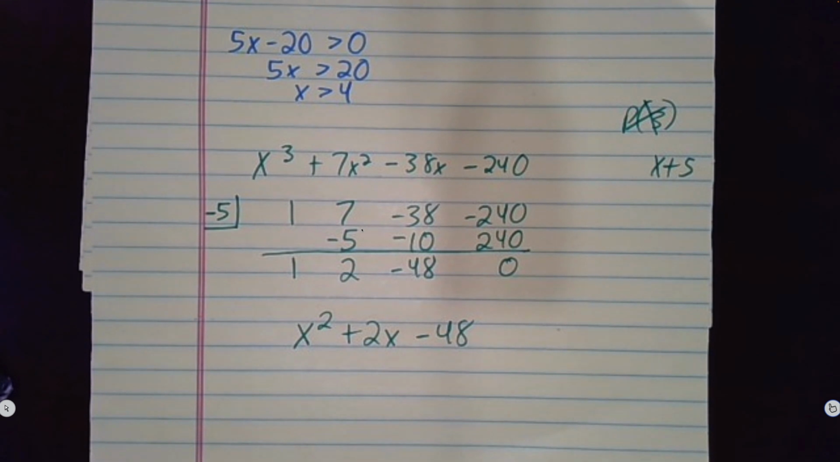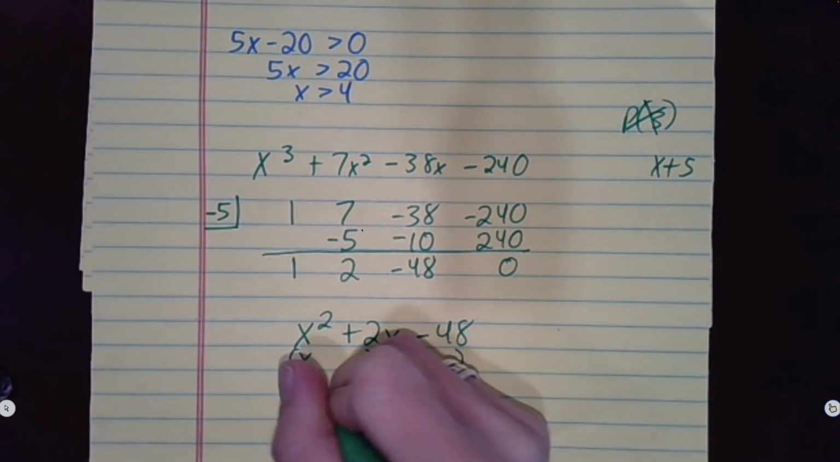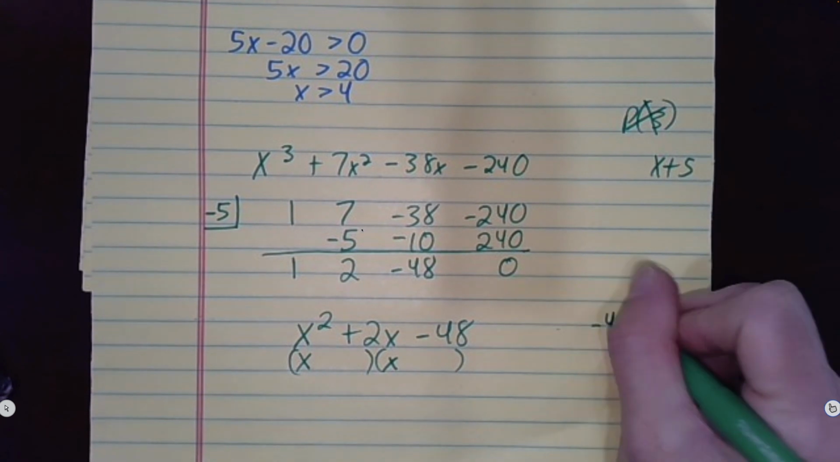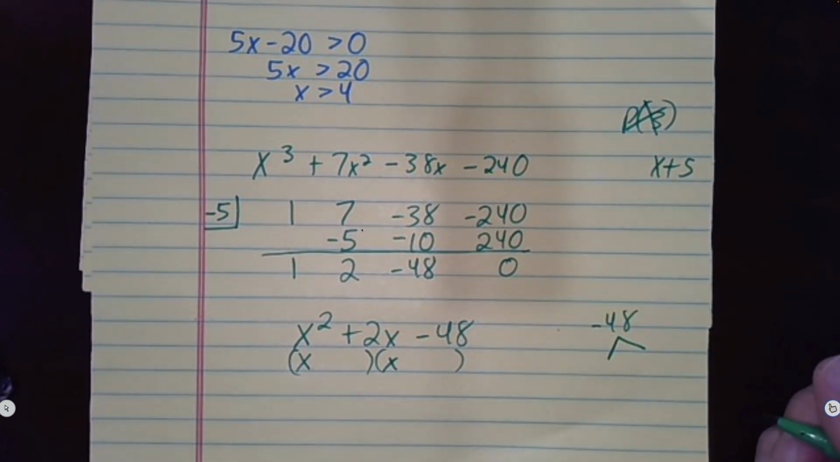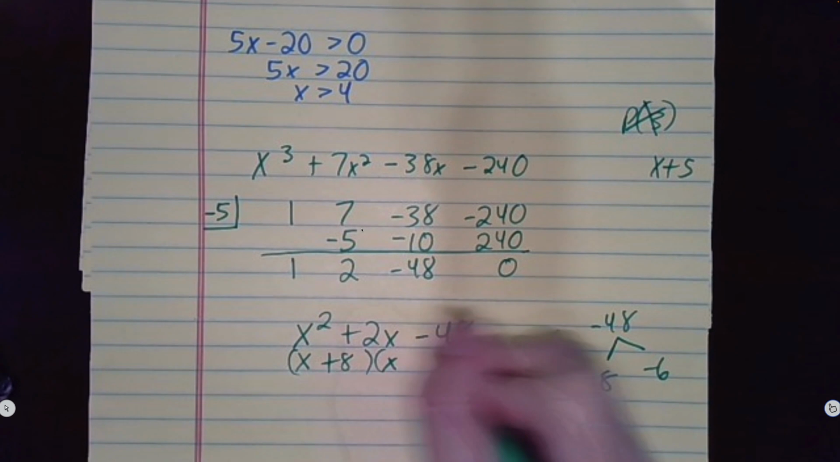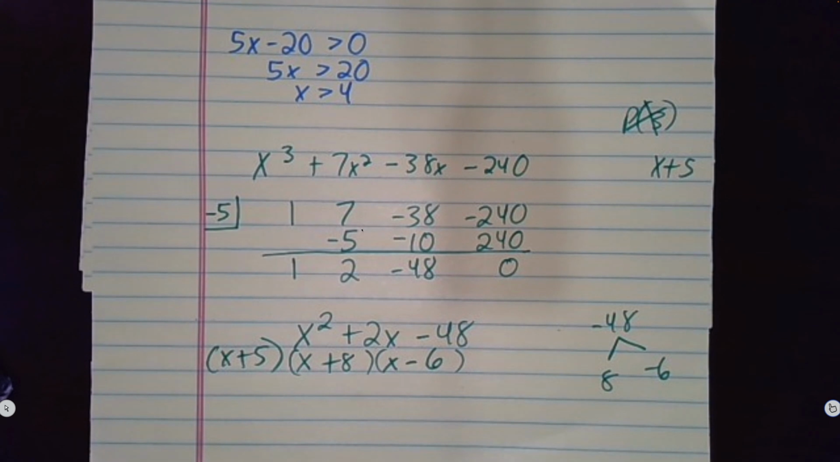If I factor it, can I factor this? Have we learned ways to factor an x squared polynomial like this? Yes. x and x. And what are factors of -48 that would add up to 2? 8 and -6, that's right. So x plus 8 and x minus 6. So these are my 3 factors: x plus 5, x plus 8, x minus 6. That is my length, my width, and my height. That would be what I would use to represent it.